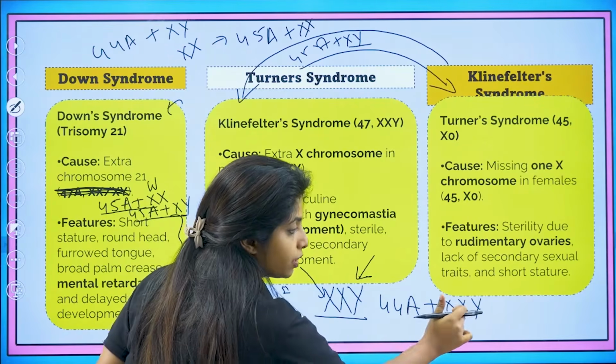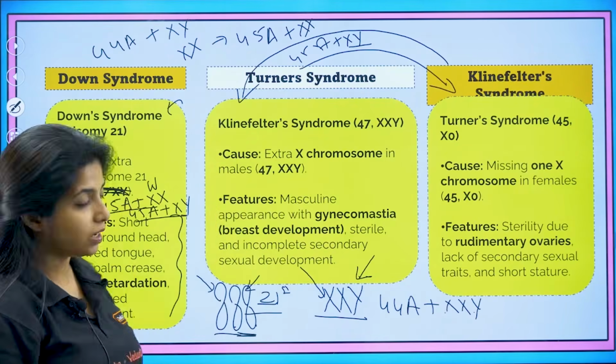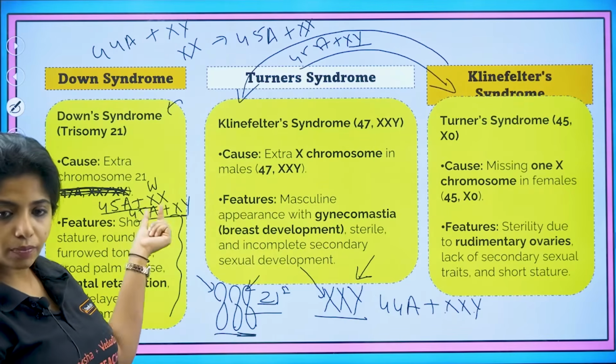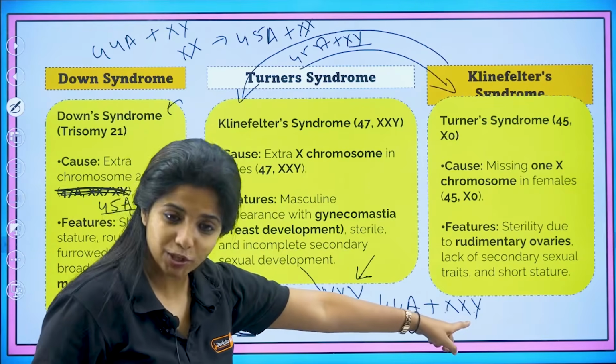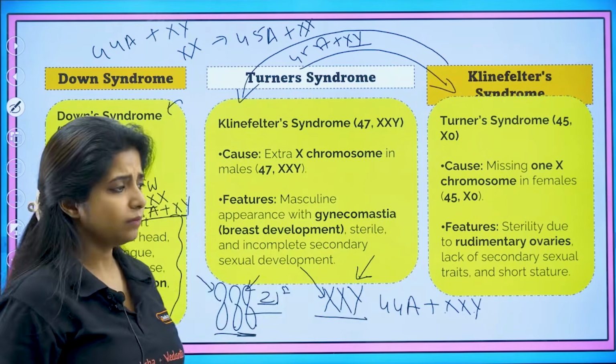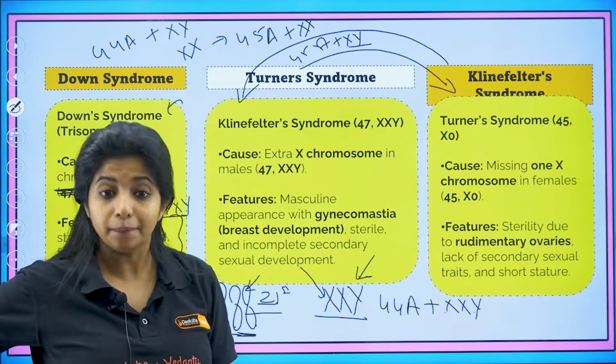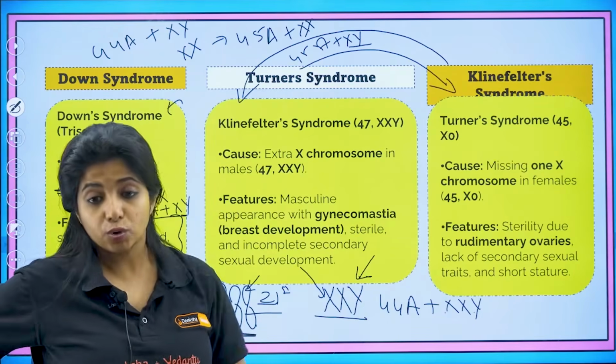44 autosomes, and with the sex chromosomes, 45, 46, 47 chromosomes in total. Here also you have 47, but it is in the sex chromosomes. Since it should have been a male, but now you have an extra X chromosome, my dear children.